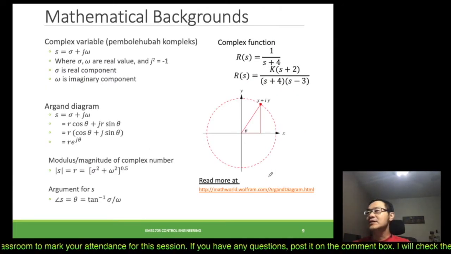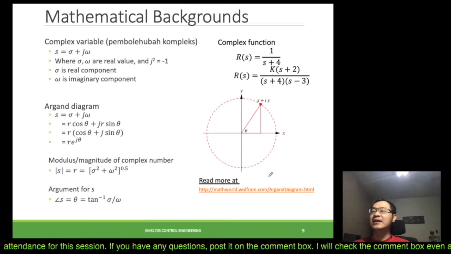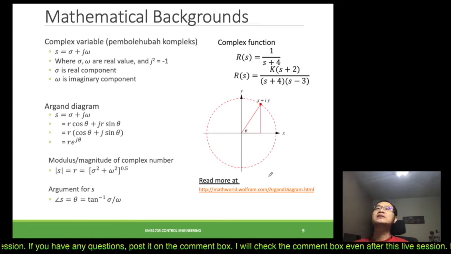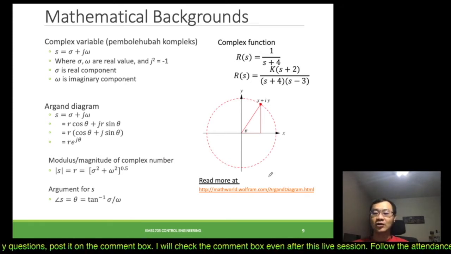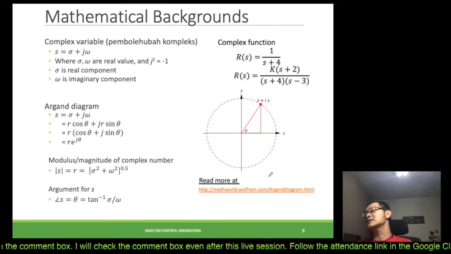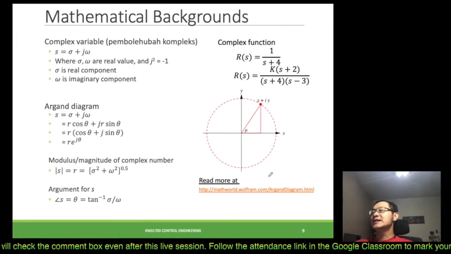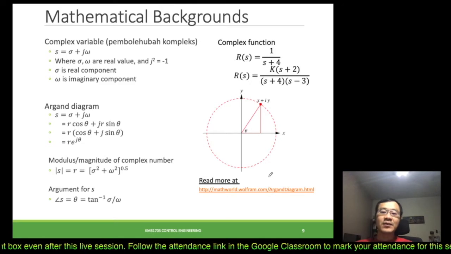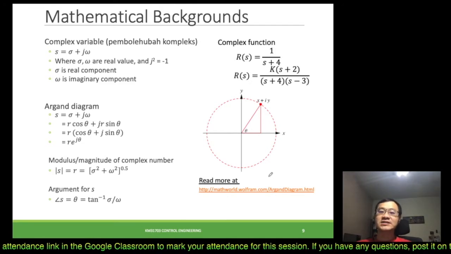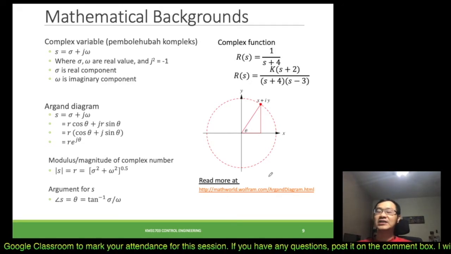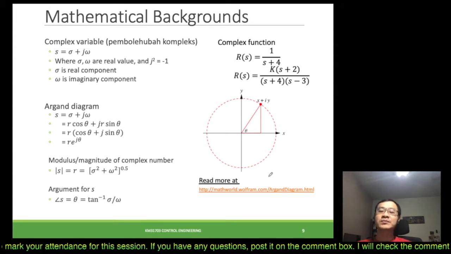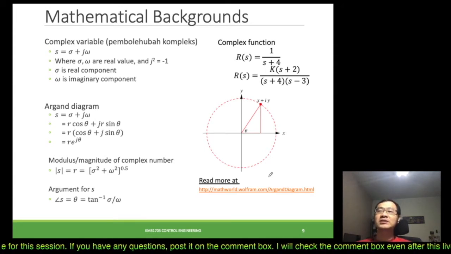There are several mathematical backgrounds that you should refresh on your own. But here I would just quickly highlight some of the mathematical fundamentals that you would need to know, and they will be used throughout this course.